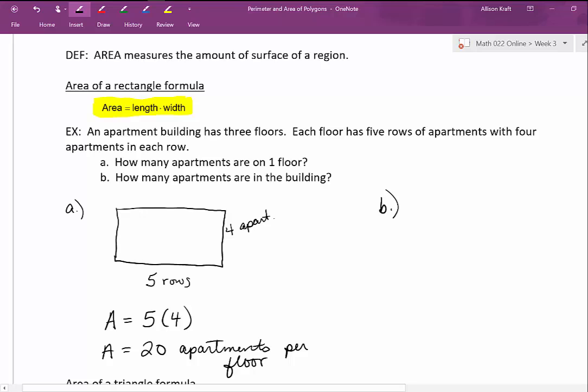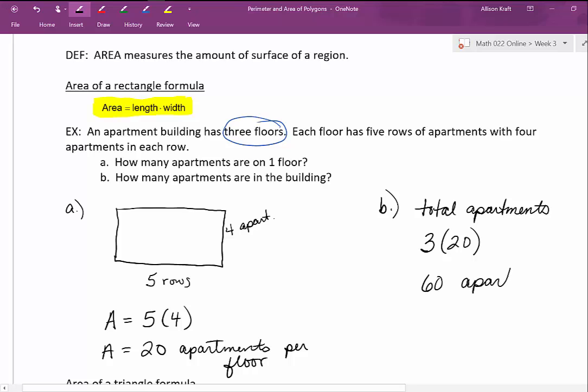In part B, they ask us how many apartments are in the total building. Well, let's see. We have 3 floors, 20 apartments per floor. To find the total number of apartments, we're just going to multiply those two together. 3 floors times 20 apartments per floor, total of 60 apartments in the building.